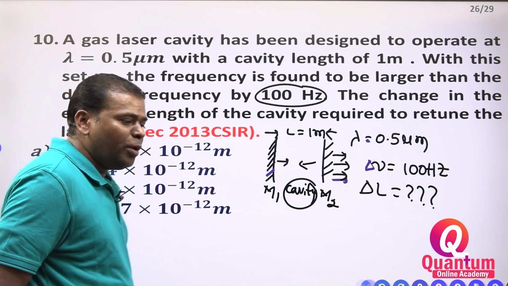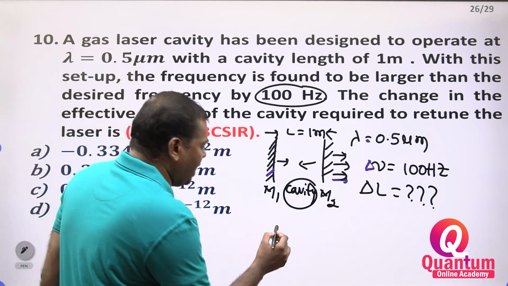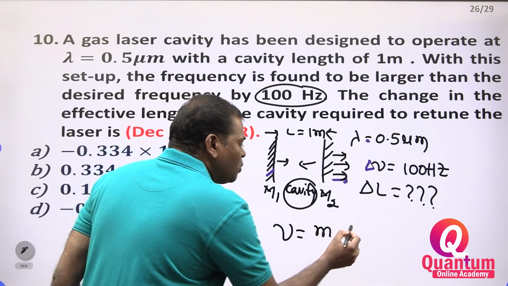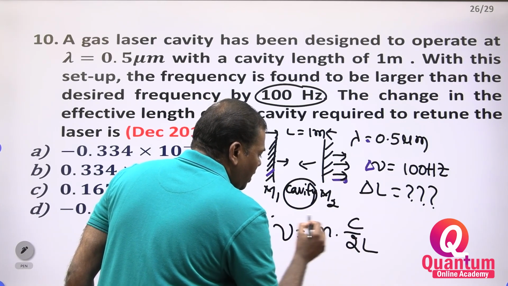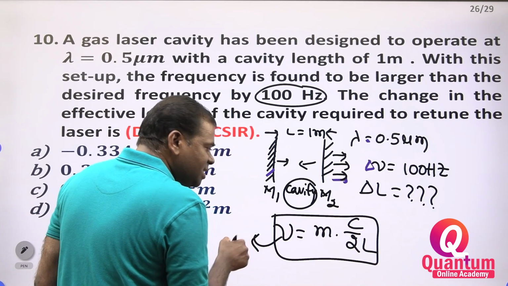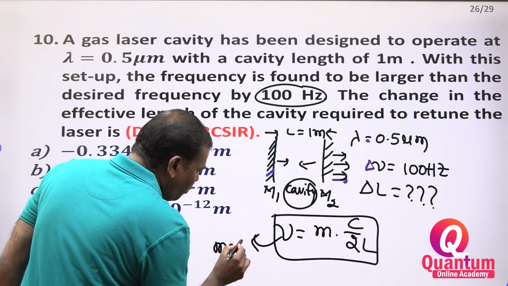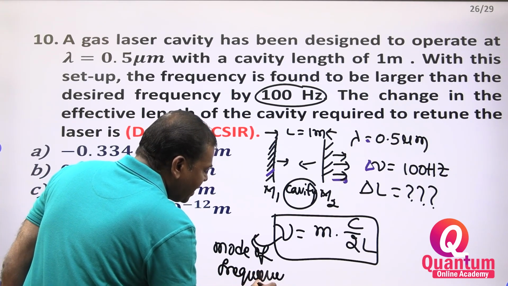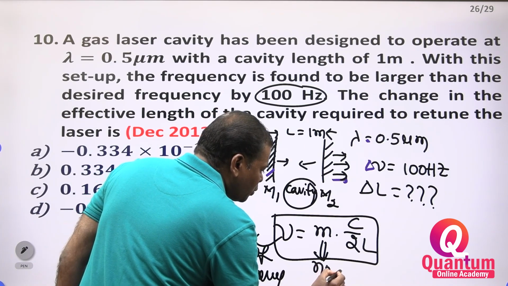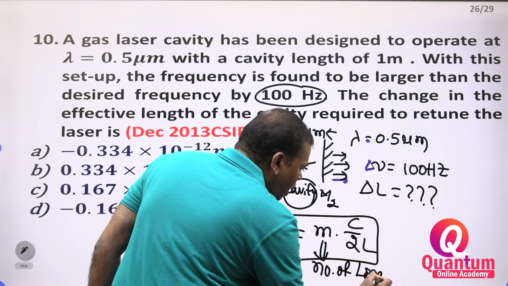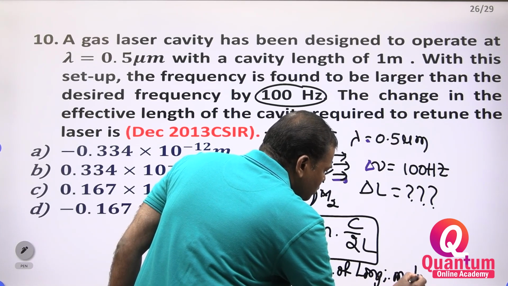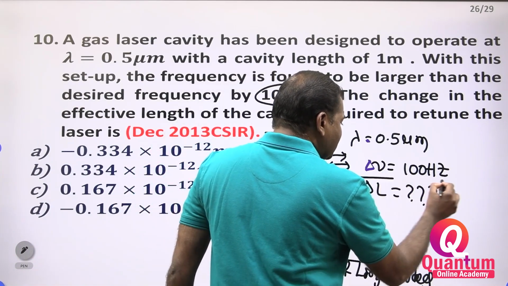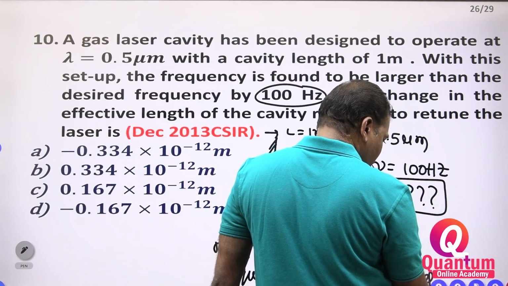Now you have to see, there is a frequency formula. Mu is equal to m into C by 2L. What is mu? This is the mode frequency. What is m? The number of longitudinal modes. What is C? C is the light velocity. Now, what is our purpose? Delta L we need to calculate.